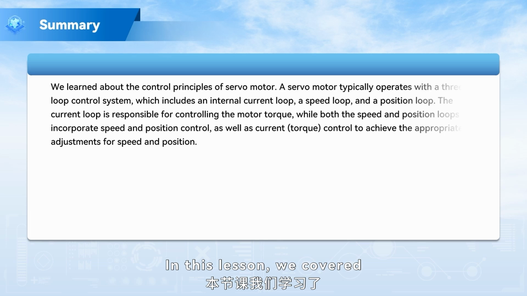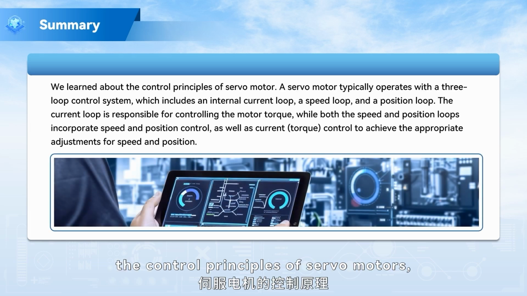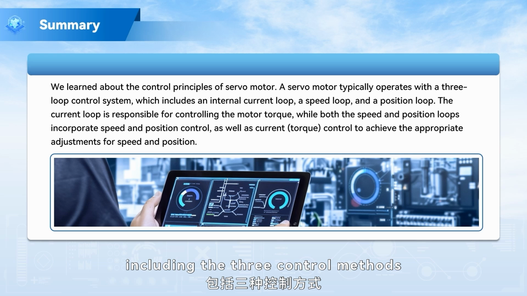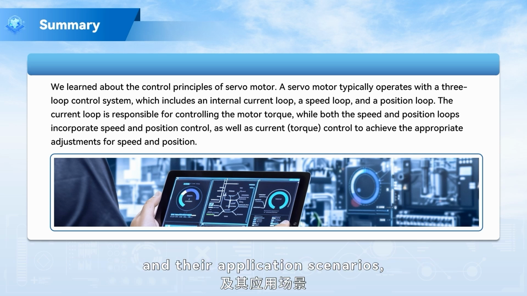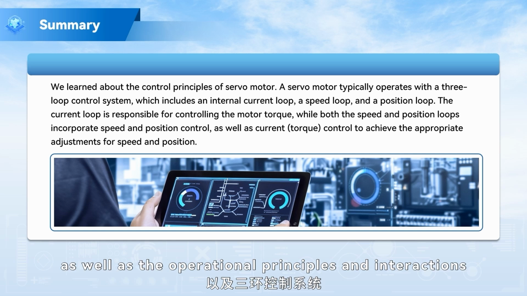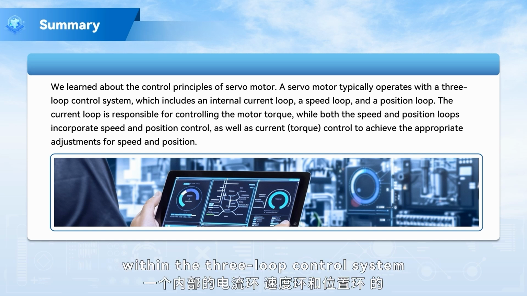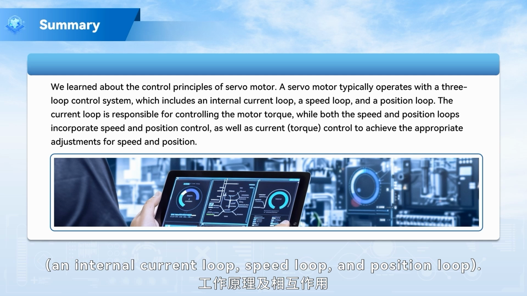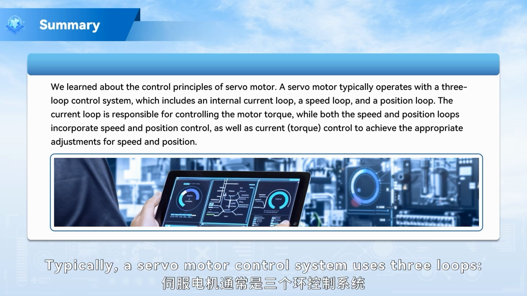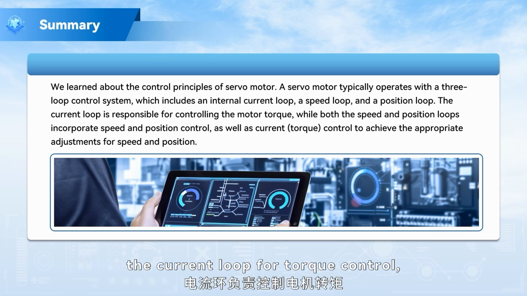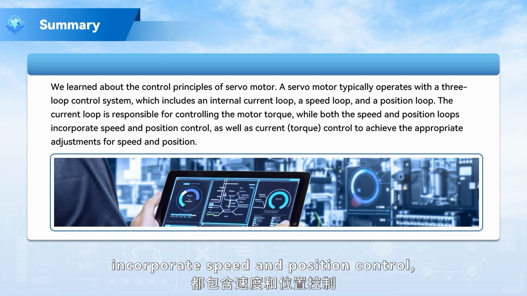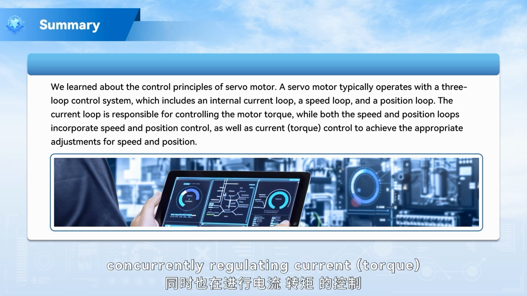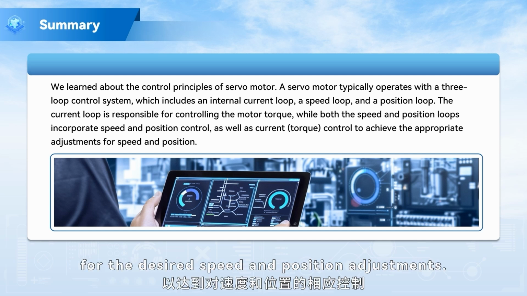In this lesson, we covered the control principles of servo motors, including the 3 control methods: torque control, speed control, position control, in their application scenarios, as well as the operational principles and interactions within the 3-loop control system: an internal current loop, speed loop, and position loop. Typically, a servo motor control system uses 3 loops: the current loop for torque control, while speed and position loops incorporate speed and position control, concurrently regulating current, torque, for the desired speed and position adjustments.